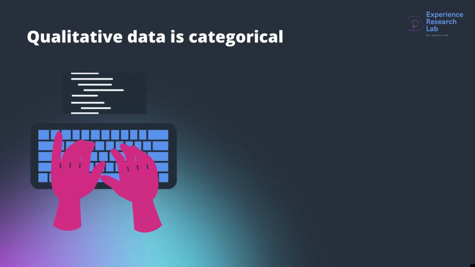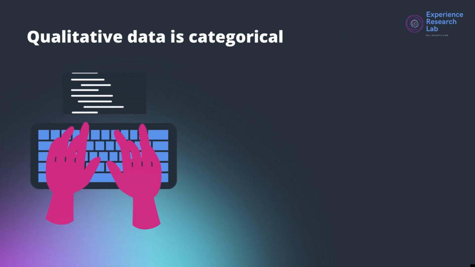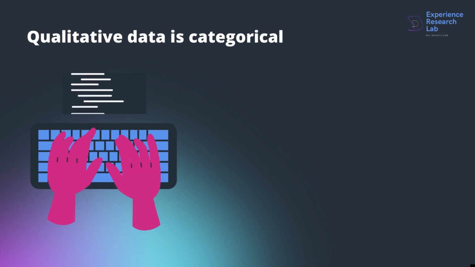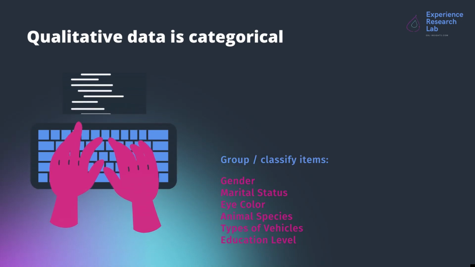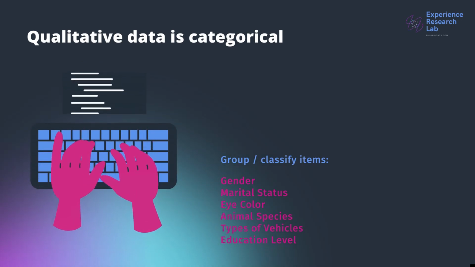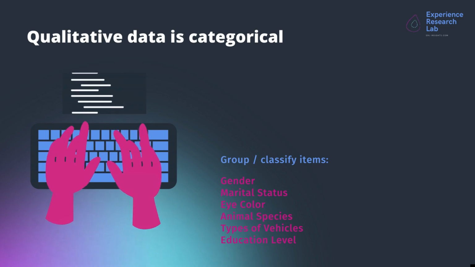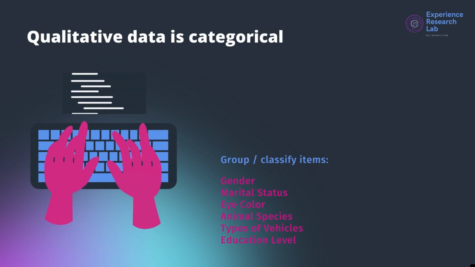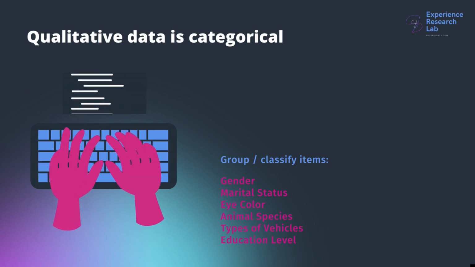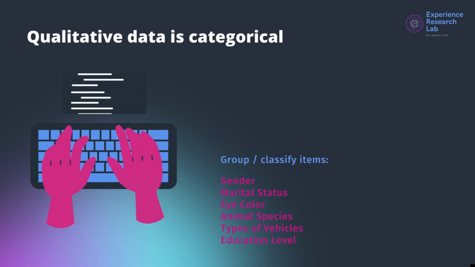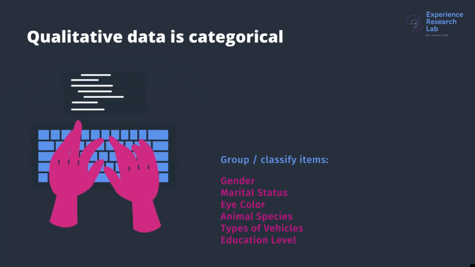So qualitative data is also known as categorical data. It represents distinct categories or labels used to group and classify items or observations. Some of the examples are gender, marital status, eye color, types of vehicles, educational level, etc. So when coded, qualitative or categorical data like this might look like quantitative data. However, they are not mathematically measurable because they lack a natural order or numerical value.